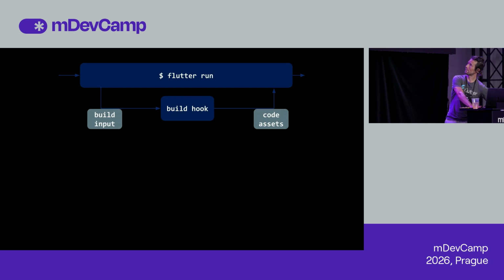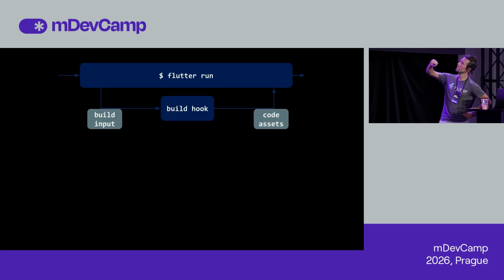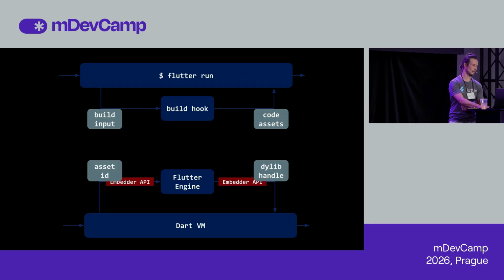And I think I already talked about this. So basically what happens is when you do Flutter run, we invoke the build hook and we provide a build input with the target OS and target architecture, and then you get code assets, dynamic libraries. And then at runtime, the Dart VM says, oh, I want to open something with an asset ID, and it goes to the Flutter engine. The Flutter engine opens the dynamic library because the Flutter engine knows where the Flutter tool put the thing, and then goes back to the Dart VM, and it can call foreign code.